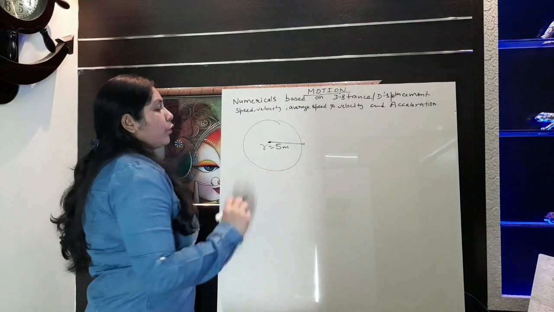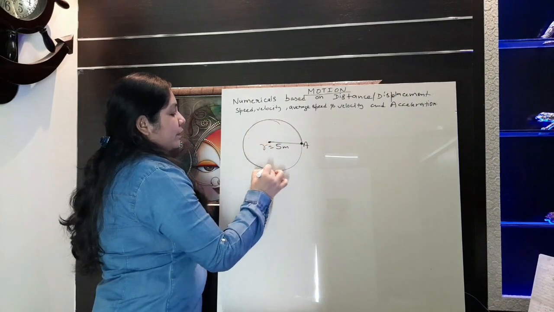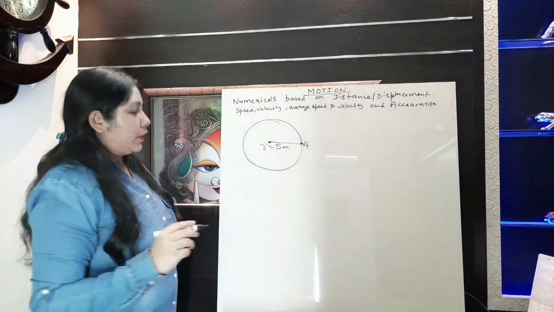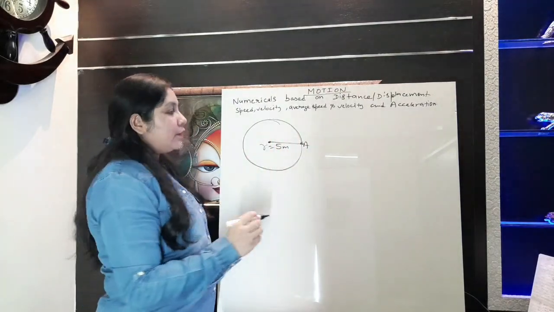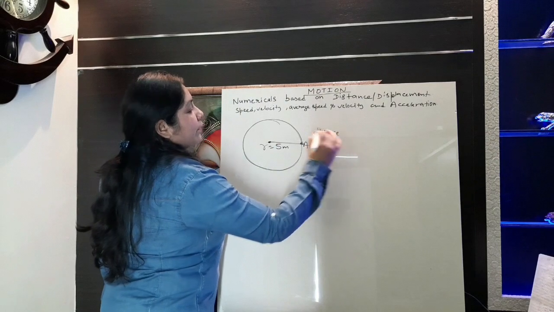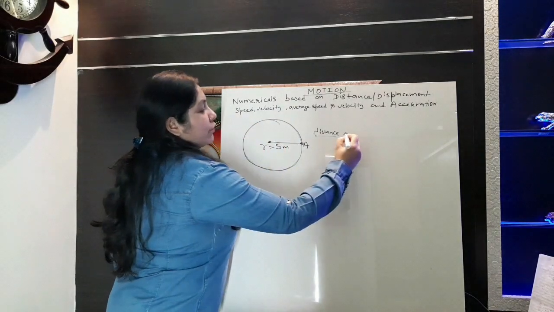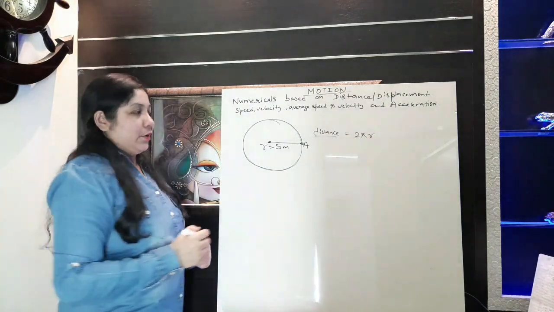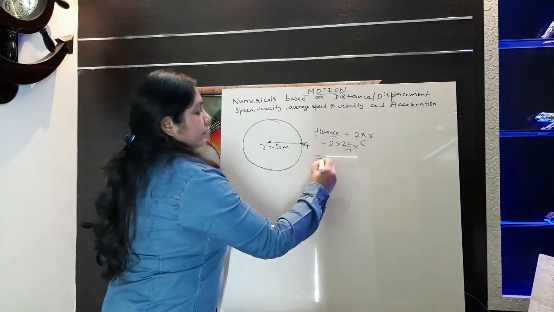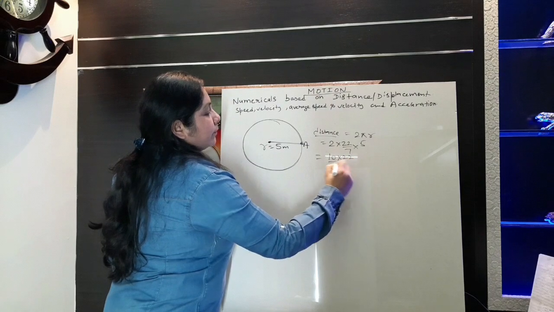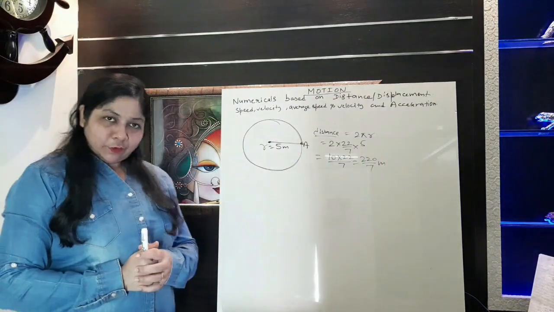Now if you want to find the distance covered by an object, if the object starts from point A and completes one round, then of course it will have to come back to this point only. So what will be the distance covered by the object? That will be the circumference of this circle. What is the formula of circumference? That is 2 pi r. Now we will put the value of pi and r here. What will this be? 220 by 7 meter. This is the distance covered by the object.